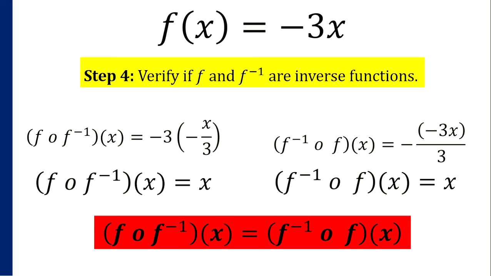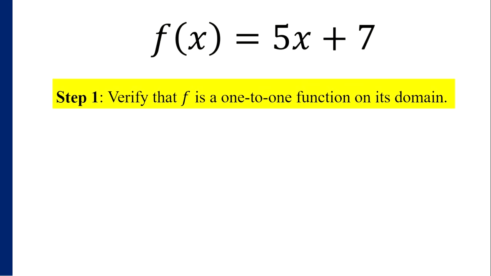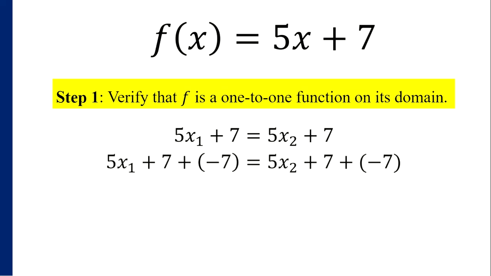Okay, let's try another one. If the function is 5x plus 7. Again, let's start with step number 1. So x sub 1 and x sub 2 again. 5x sub 1 plus 7 is equal to 5x sub 2 plus 7. Here, we can use the addition property of equality. Add both sides by negative 7, and that results to 5x sub 1 is equal to 5x sub 2. Then let's divide both sides by 5. So that's x sub 1 is equal to x sub 2. Therefore, it is a one-to-one function.